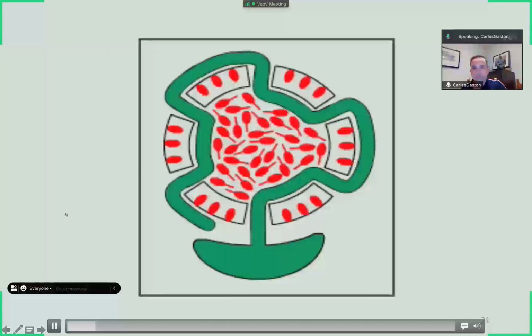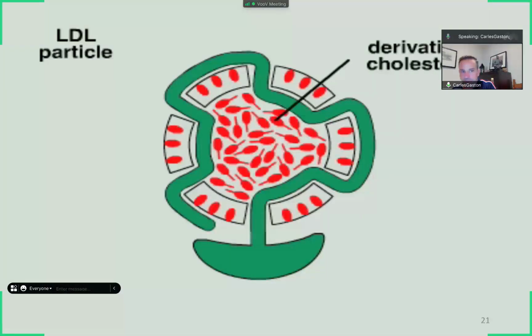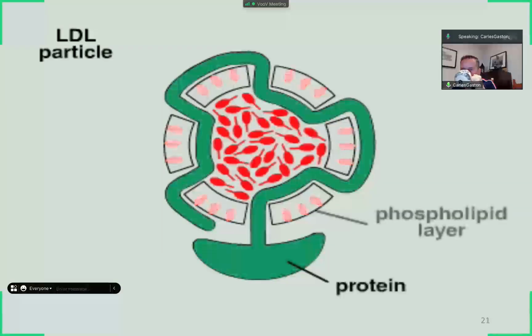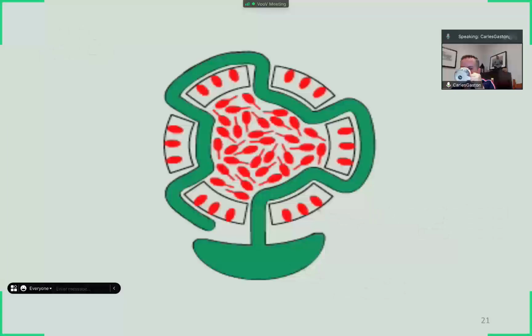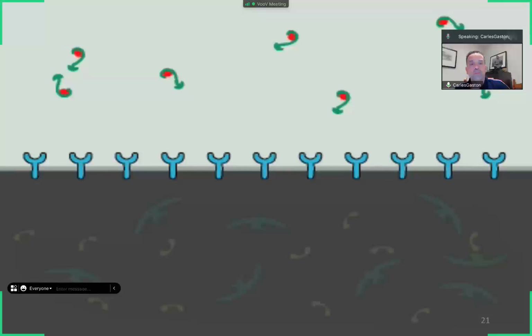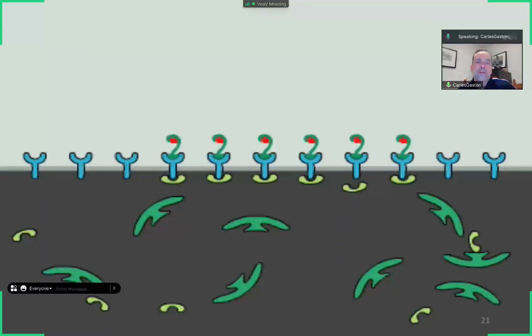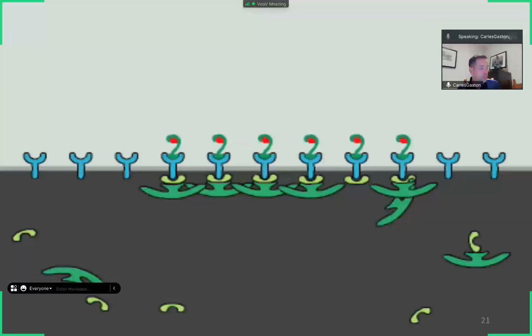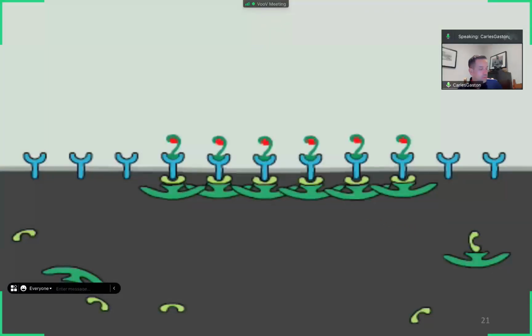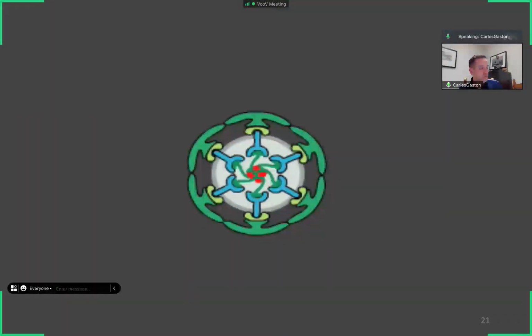Instead of circulating freely, cholesterol molecules are derivatized and packed inside low-density lipoprotein particles, or LDLs. A protein and phospholipid layer surrounds the cholesterol molecules. The protein portion is recognized by LDL receptors on the surface of cells. An adapter molecule, called adaptin, binds to the tail of the LDL receptor that protrudes into the cytosol. Adaptin recruits clathrin molecules, which start coating the membrane. Assembly of the clathrin coat causes the membrane to bend and invaginate, forming a vesicle that buds off inside the cell, taking with it LDL receptors and the LDL particles bound to them.